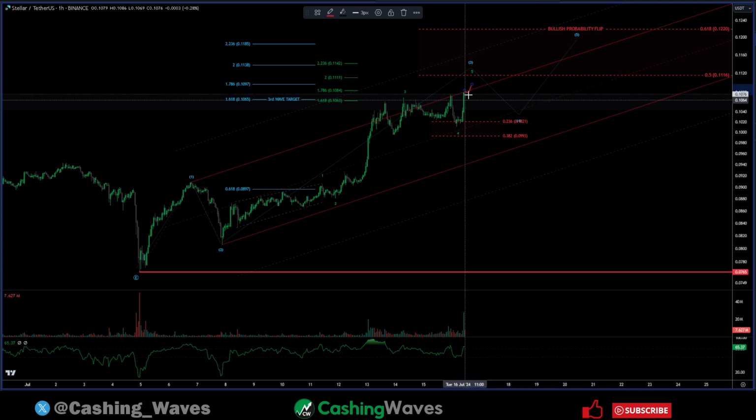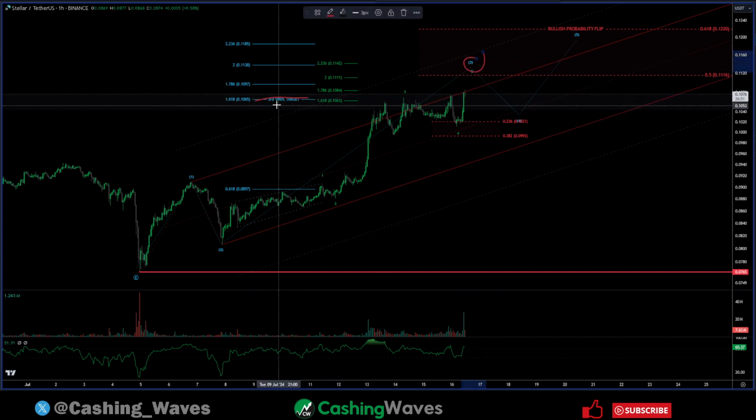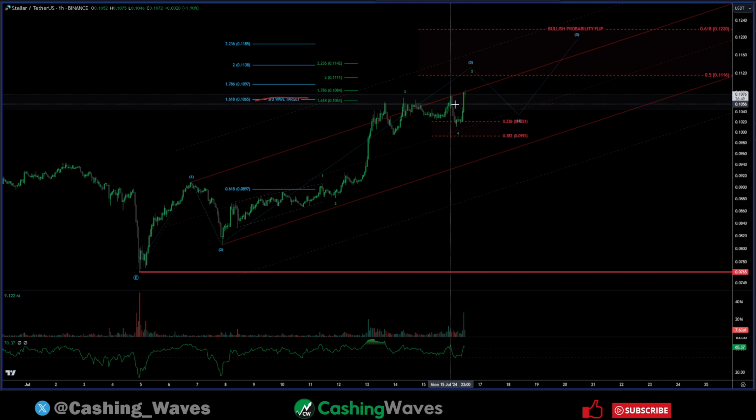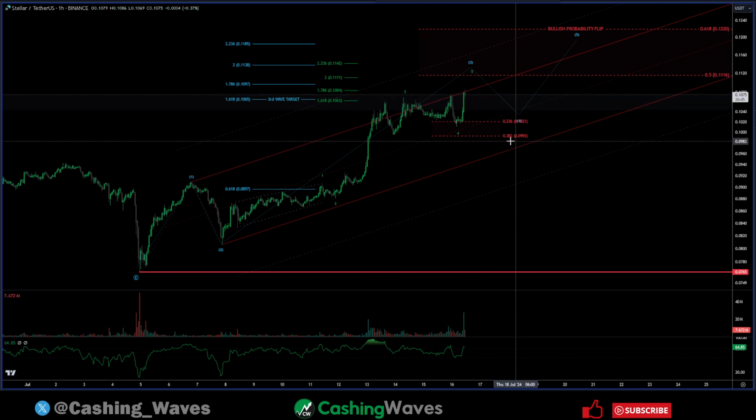Just to be clear, that can top at any time, but it looks like we need a micro 4 and 5 to complete. And also you can see our third wave target in blue right here was at 10.65. So it came a little bit past that, but we hit ideal in green.